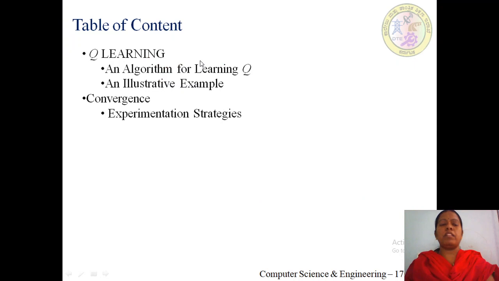So these are the contents that we want to check in today's session. That is one of the popular reinforcement learning algorithms, the Q learning. We want to study the Q learning algorithm, and we'll take up one example and then we'll see convergence.